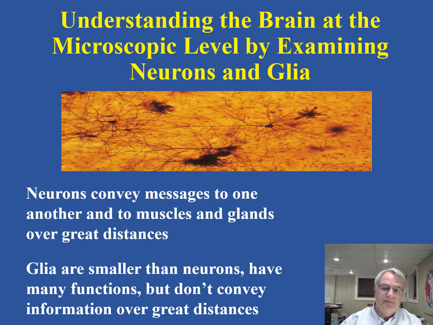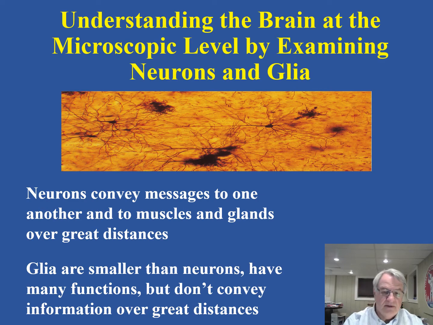This is a slide which shows brain tissue from a microscopic level. These are neurons and glia. The brain is made up of these two different types of cells. We're going to be talking a lot about this as we go along.